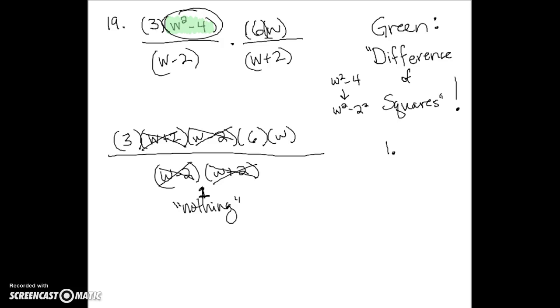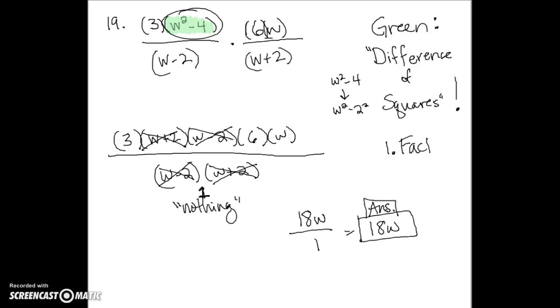All right, so now we can go ahead and multiply. We've canceled everything we can. So 3 times 6 is 18w over 1, which is really just 18w. And that's our answer.